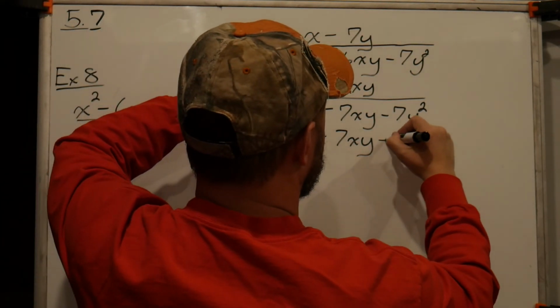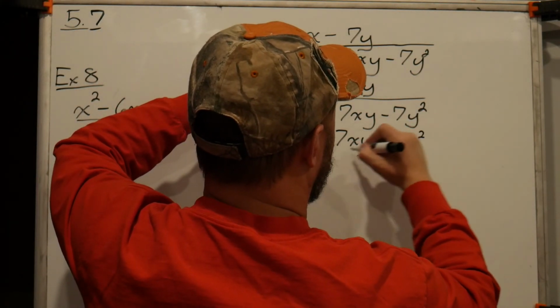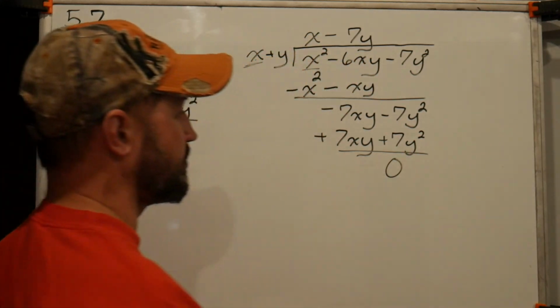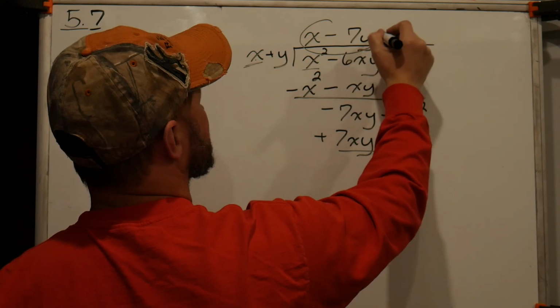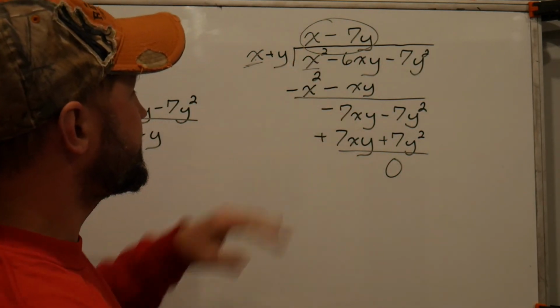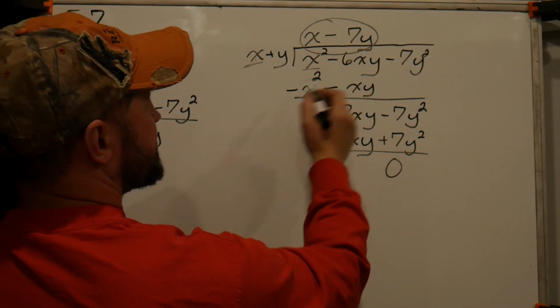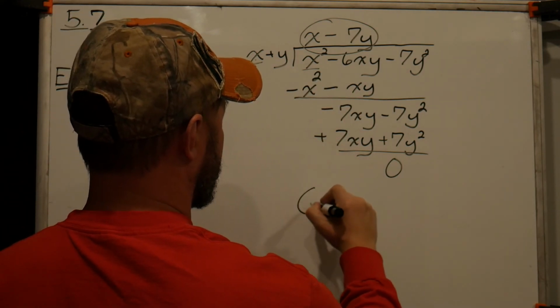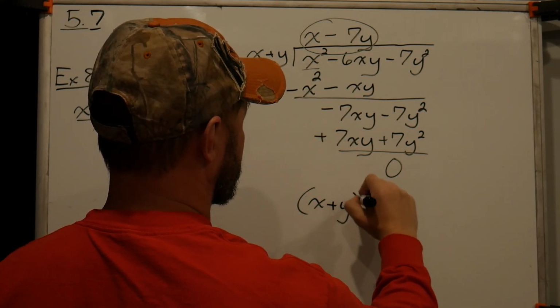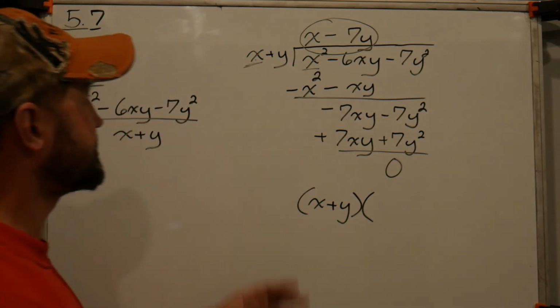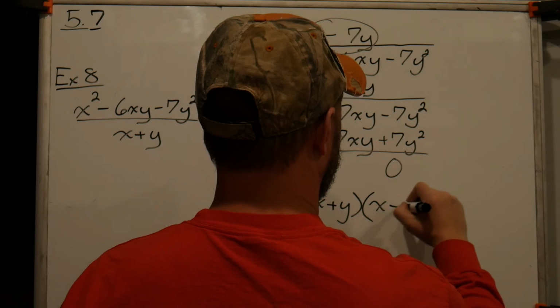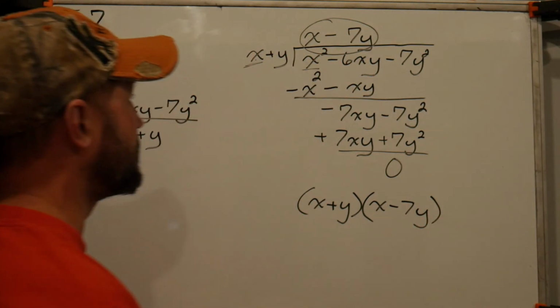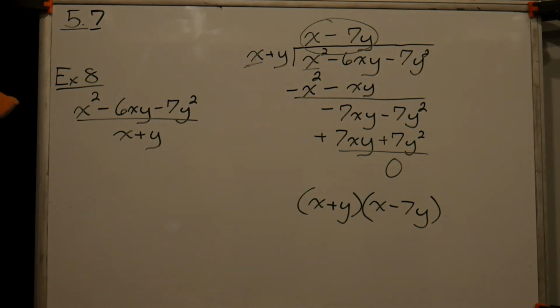When I do, I see that this is a case where my remainder is 0. I have nothing left. It went in evenly. There's my answer. What this means is that this can factor out. My x plus y is one factor because they said, how many times does it go? Well, it goes x plus y. That's a factor. And then x minus 7y is a factor. And then I can work that out.